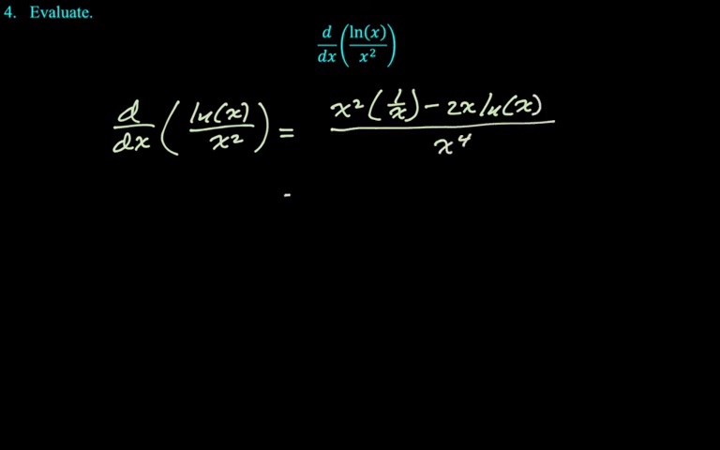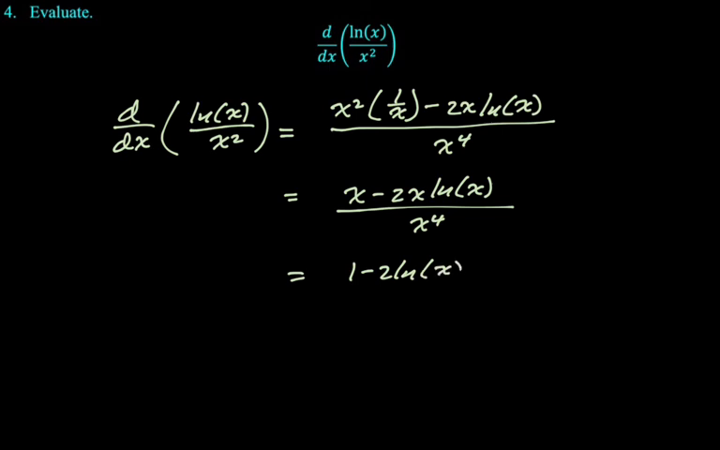We can clean up a little bit. We'll get x minus 2x natural log of x. You can take an x out of everything and cancel one x, so we will get 1 minus 2 natural log of x all over x cubed. I don't know, it's pretty straightforward, but there's nothing wrong with that.